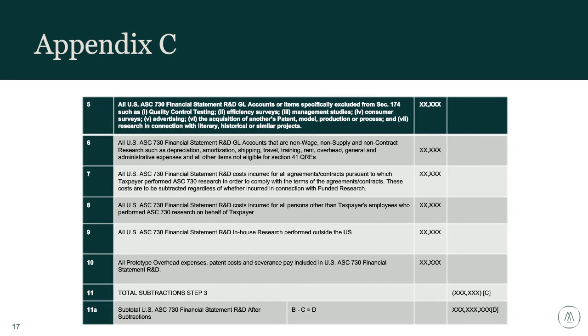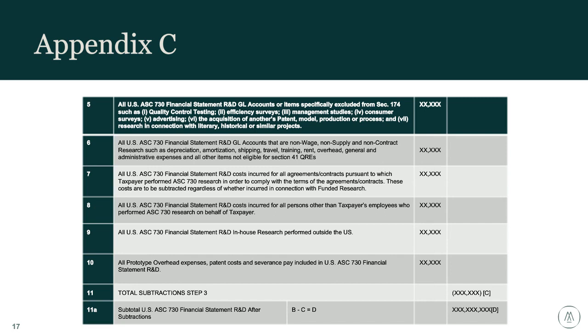So this basically reconciles what expenses might be included in ASC 730 that would not be a part of the R&D tax credit calculation. These are things that would be taken out regardless of whether you followed this directive or not. Things like depreciation, amortization, shipping, travel, training, rent, overhead, all of these costs would not be eligible under the R&D credit anyway. So the directive does not affect that eligibility. It's just basically a step to take those out.